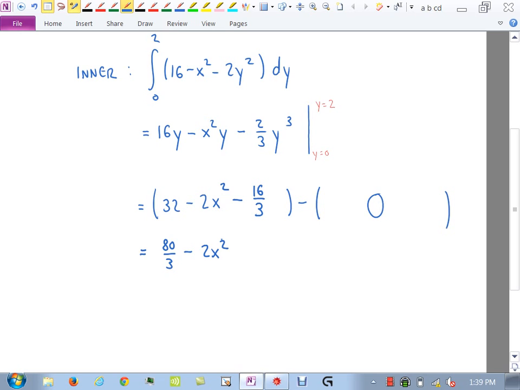Does everyone agree with that? Any questions? That's just the inner integral, right? It's just the inner one.